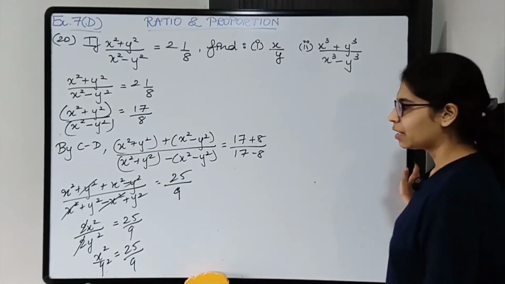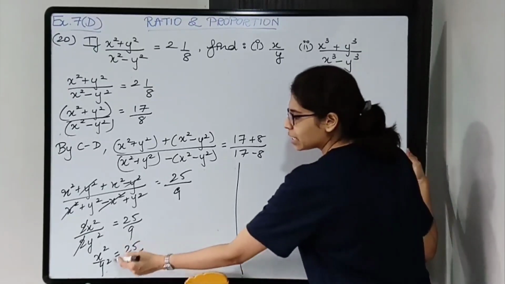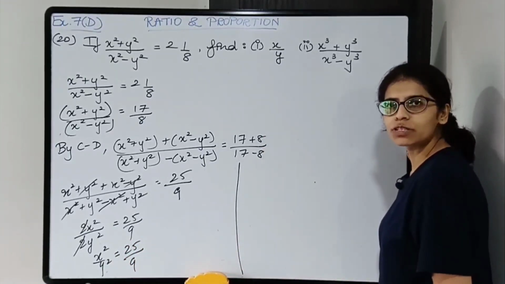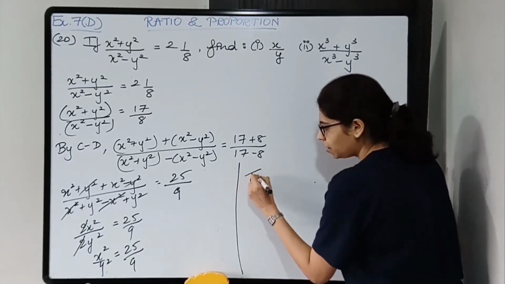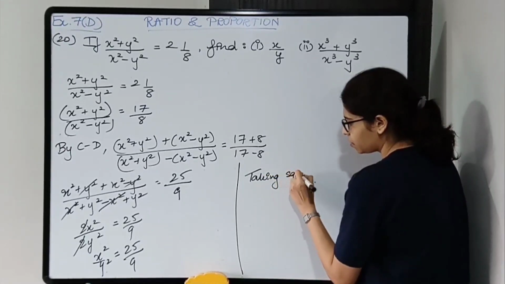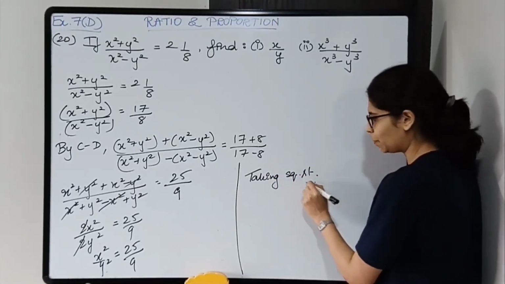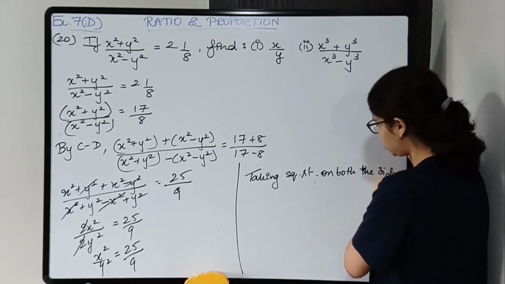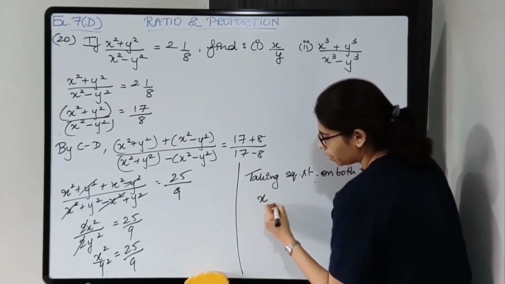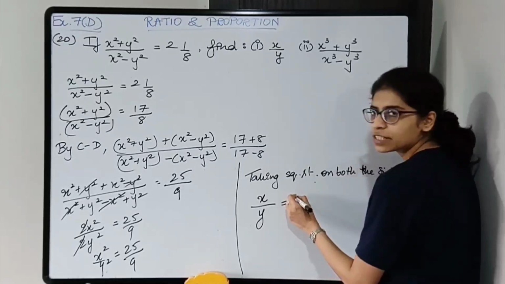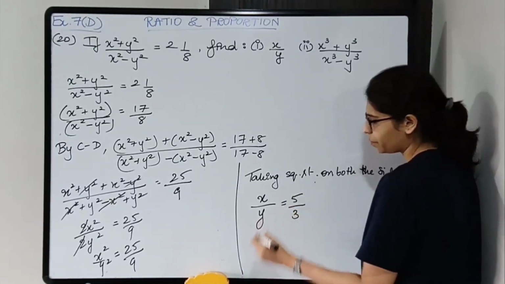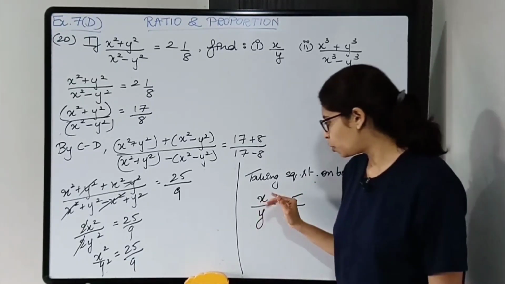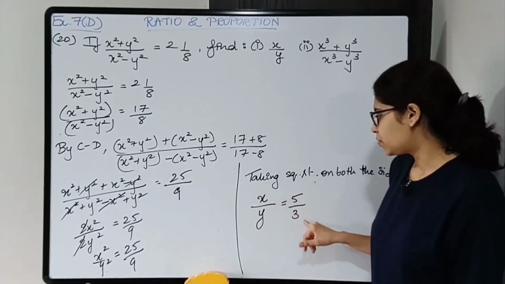Right? Now I need x upon y. So I don't want square. So we'll take square root on both the sides. So taking square root, we'll write full words, okay, on both the sides. So x square will become x, y square will become y. Square root of 25 is 5 and square root of 9 is 3. You will not consider negative numbers over here. We are not considering negative values, okay. So x upon y is 5 upon 3.